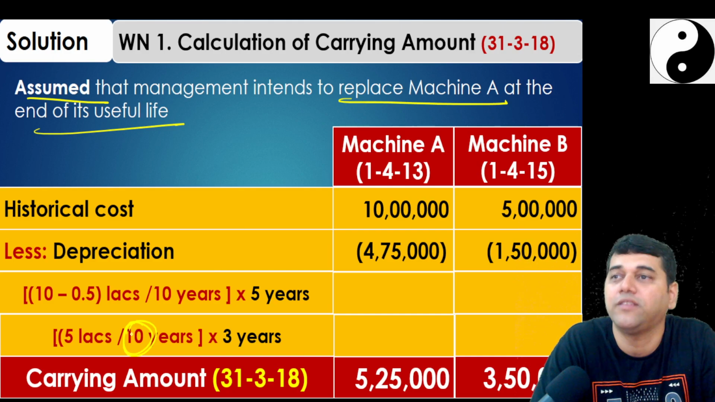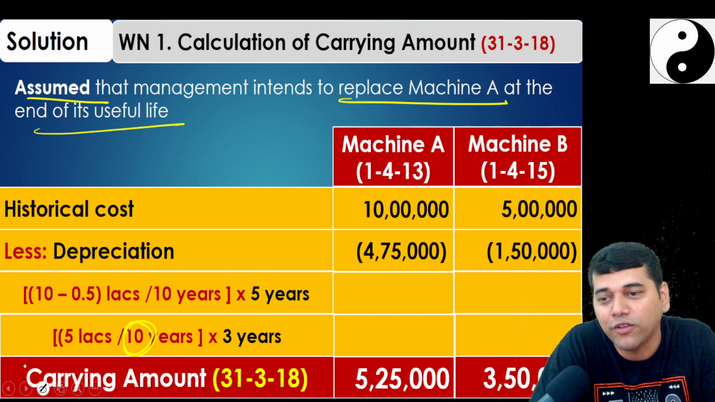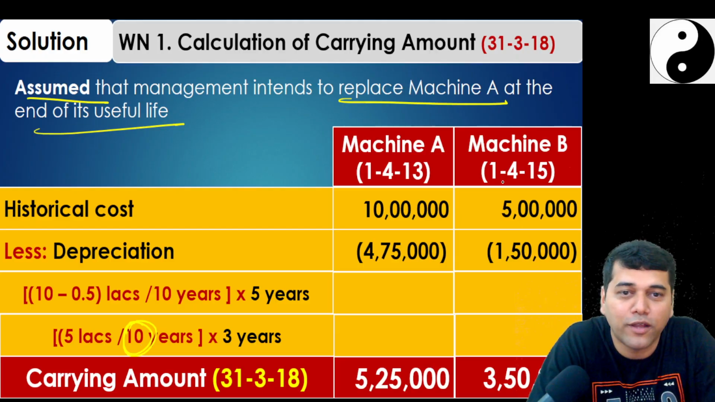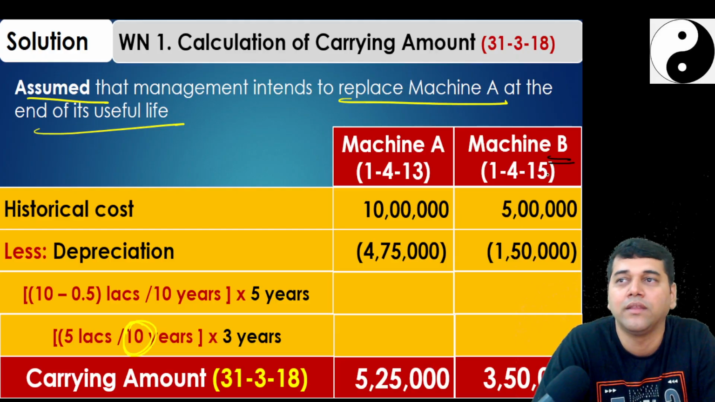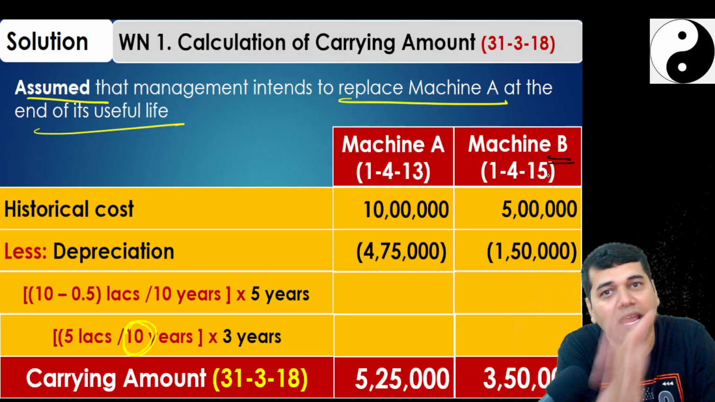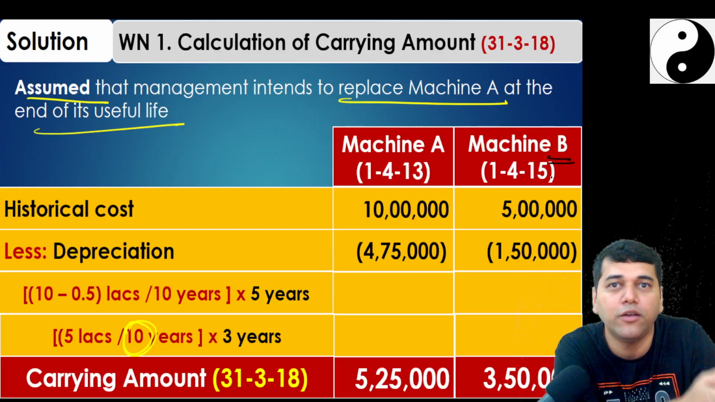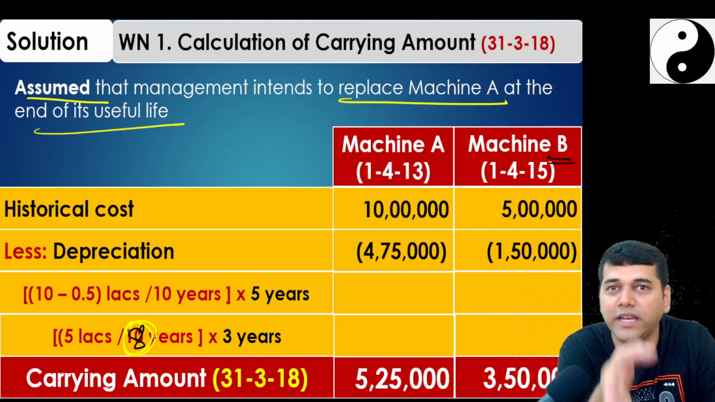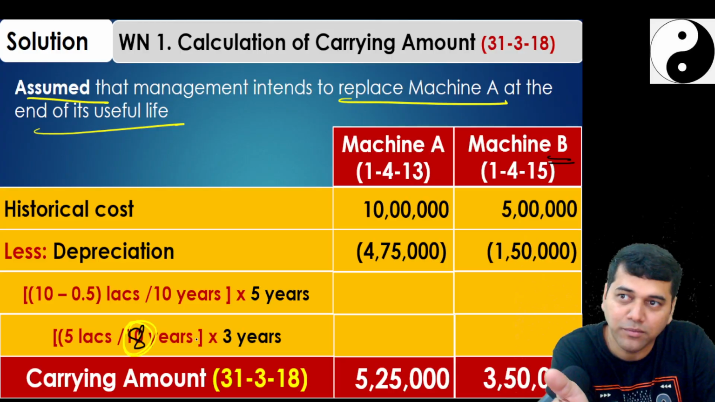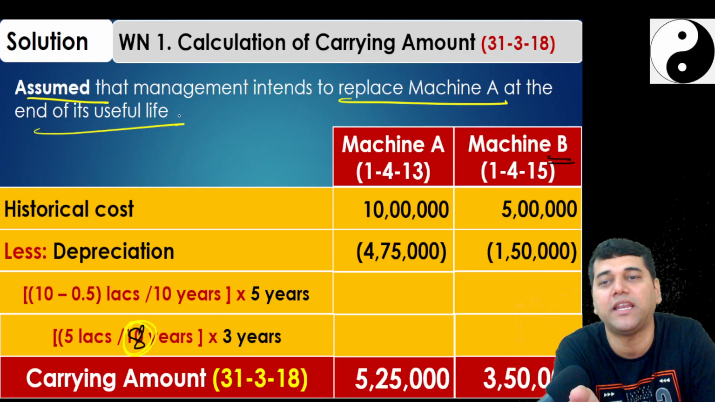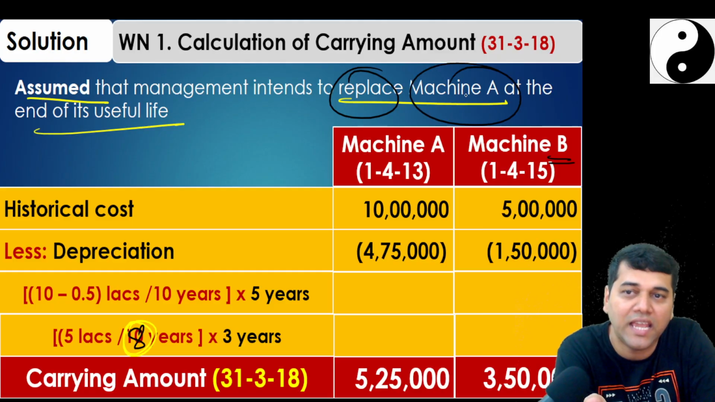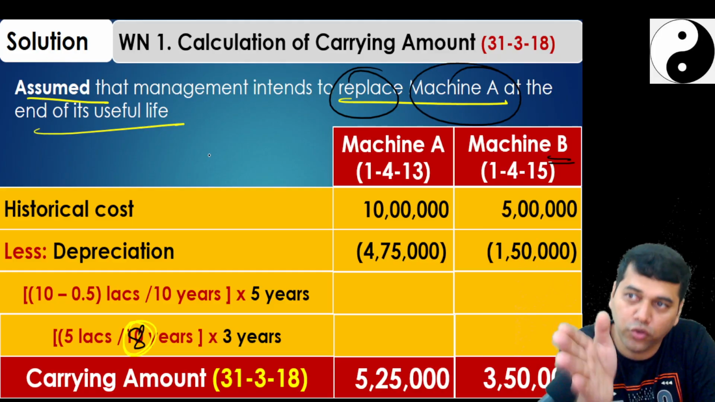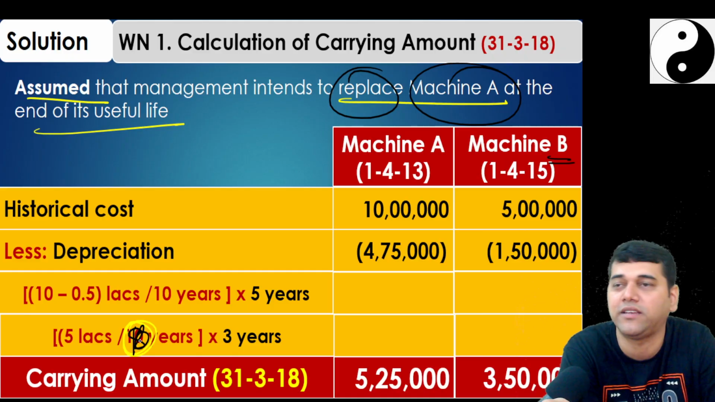Otherwise, yeah, your observation is very correct, because since you cannot use this B independently, the moment machine A ends, you should end B also. So you should take literally 8 years. You have to consume this machine for 8 years. So you make an assumption, since the question is very silent, that the management is going to replace this A at the end of its useful life, so that you can take full 10 years.